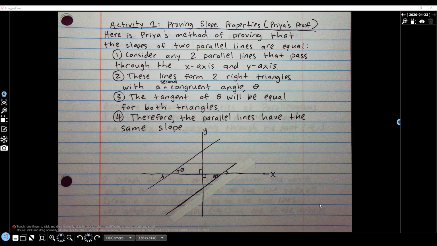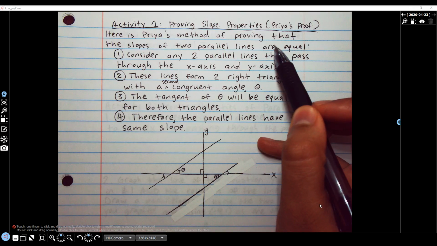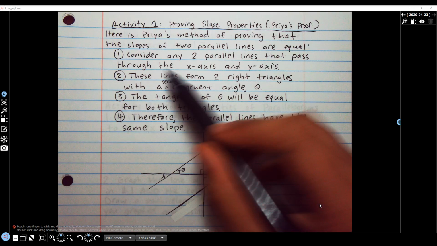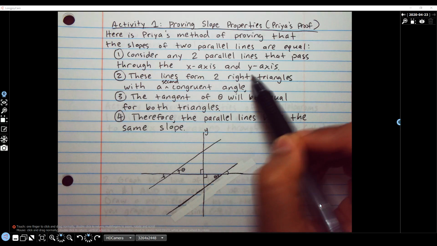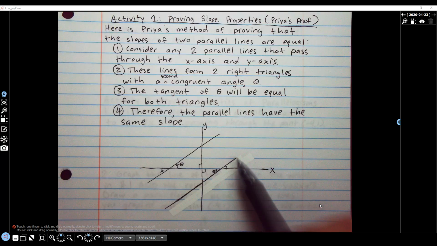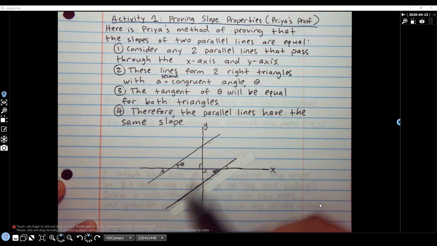This is lesson 6.7 and we are on activity 1, proving slope properties, Priya's proof. So here's Priya's method of proving that the slopes of two parallel lines are equal. Consider any two parallel lines that pass through the x-axis and the y-axis. So in this figure below, you can see that we've got these two parallel lines here.